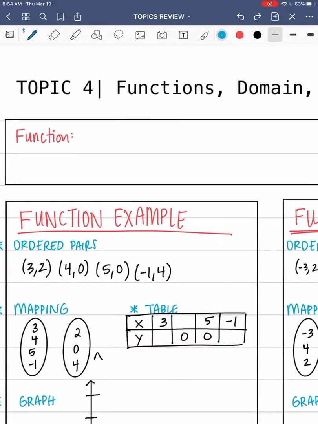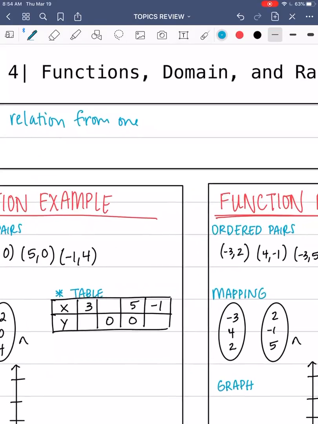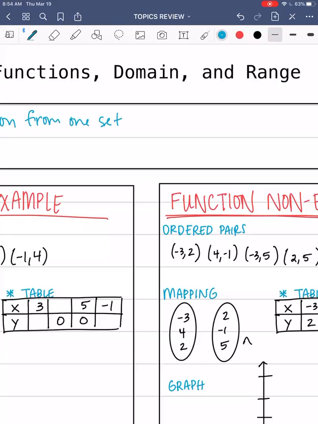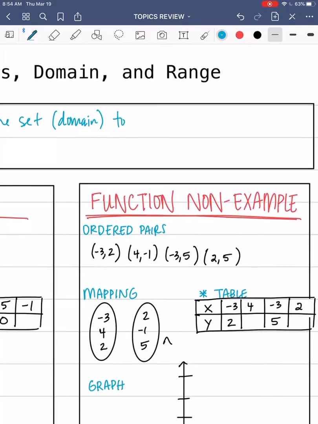So a function is a relation from one set, normally of numbers, that's how we've seen it, but it doesn't have to be, from one set that we call the domain, that's kind of the starting place, to another set that we call the range. That's kind of like the landing place. So we take things in the domain and assign them a value in the range.